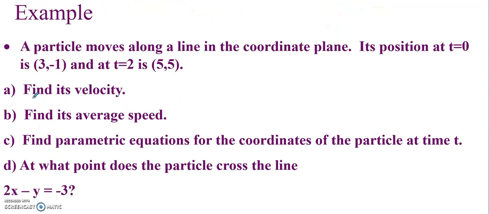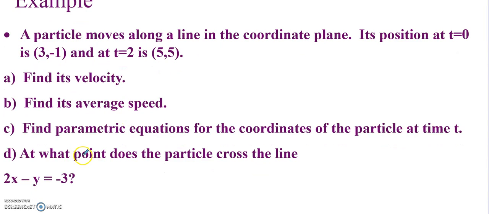Okay, so I want you to try this on your own. A particle moves along a line in the coordinate plane. Its position at t equals 0 is 3, negative 1, and at t equals 2 is 5, 5. Find its velocity, find its average speed, find parametric equations for the coordinates of the particle at time t, and at what point does the particle cross the line 2x minus y equals negative 3? Pause the video. Unpause when you're ready to check.